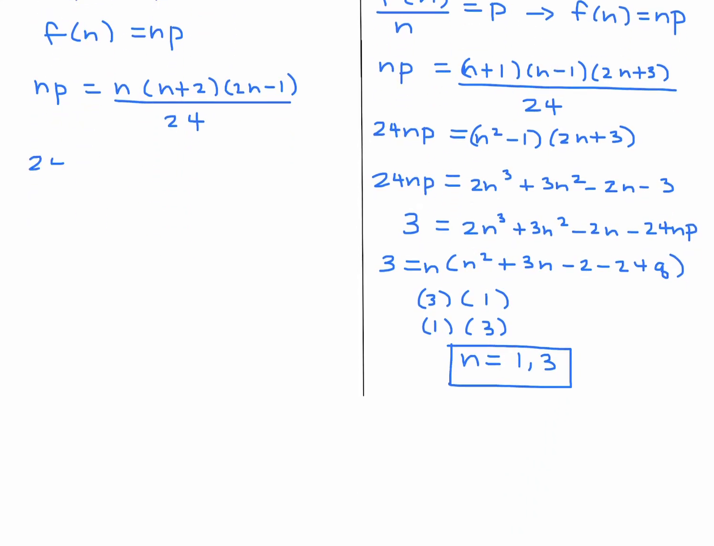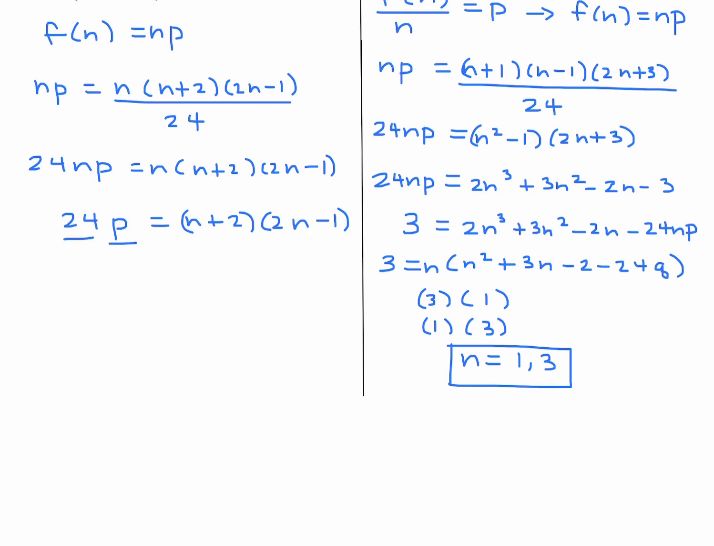24 np is equal to n times n plus 2 times 2n minus 1. All right? Now, what we can do at this point is just get rid of one of those n's, so you're just left with 24p is equal to n plus 2 times 2n minus 1. So 24 times p is equal to n plus 2 times 2n minus 1. So that could mean that this is 24 and this is p.